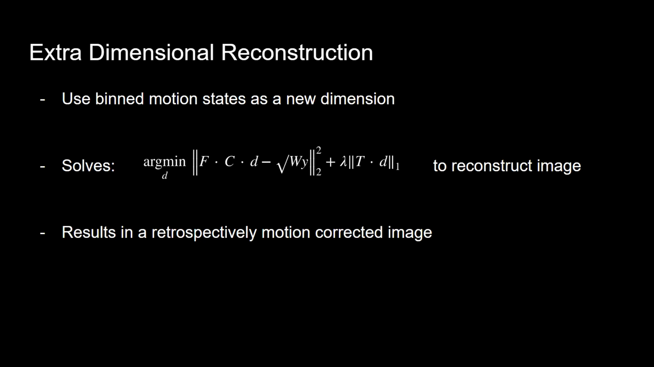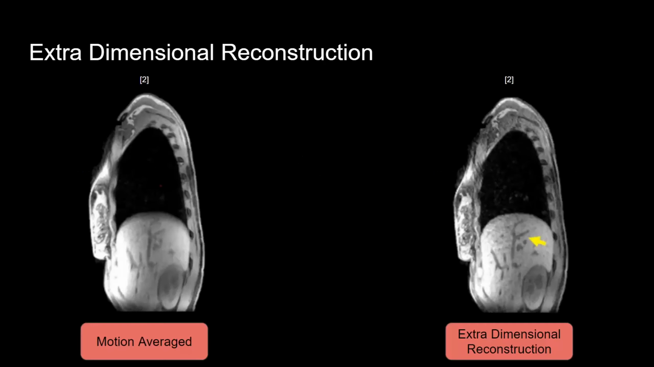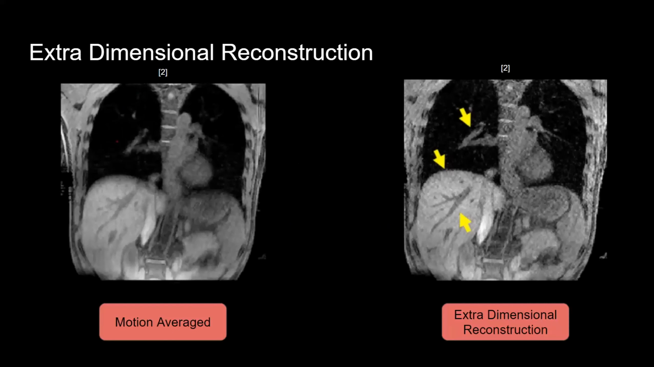And here's some examples of that. On the left is just typical motion averaging, and on the right is using this extra dimensional reconstruction. And the yellow arrows point your attention to where there are areas of higher detail. So here's another image. Yeah, we could definitely see much more detail and sharpness compared to motion averaging. So that's a sensor-based method. Here's Katie, who's going to dive into a data consistency method.